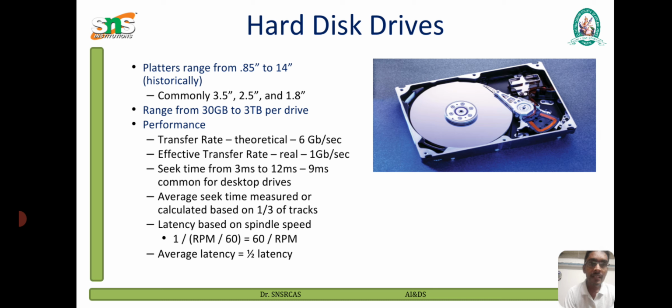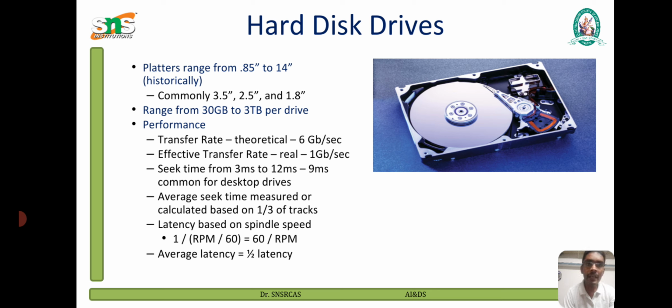And here is the configuration of hard disk drives. You can see what the hard disk looks like, what the platters are, and how the disk head moves in and around the disk platters. Basically platters range from 0.85 inches to 14 inches, and commonly nowadays they range from 3.5, 2.5 and 1.8 inches. The capacity of hard disk drives starts from 30 GB up to a maximum of 3 TB per drive.